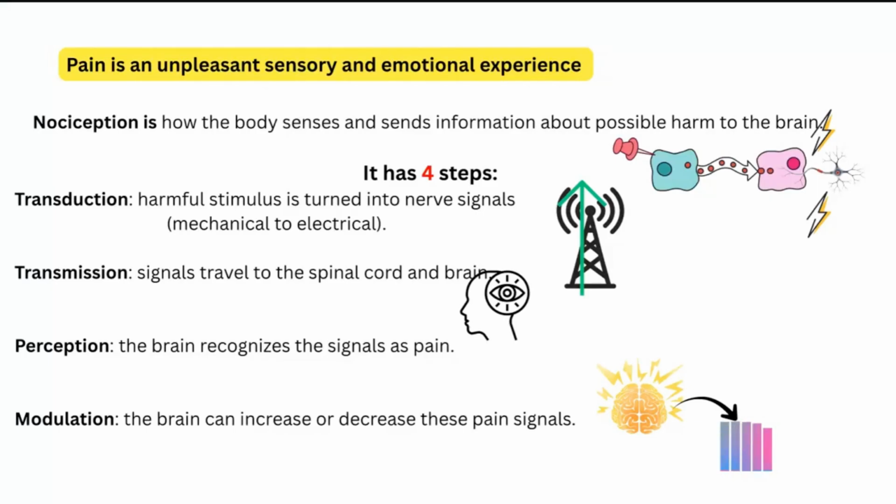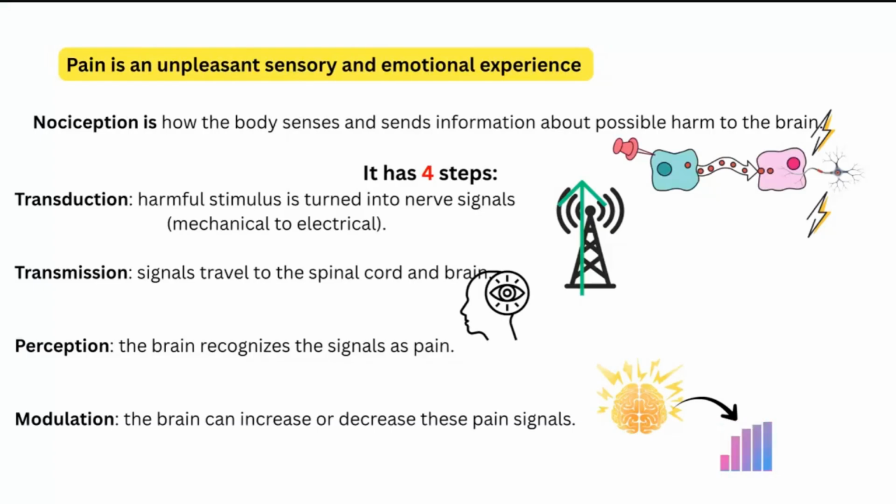There are 4 steps. The first one is transduction. That is nothing but mechanical energy converting into electrical energy. When we get a painful stimulus, the mechanical energy is converted into electrical energy, so that the nerves are able to detect it. The second step is transmission. That is the signals going from the spinal cord to the higher centers, to the brain.